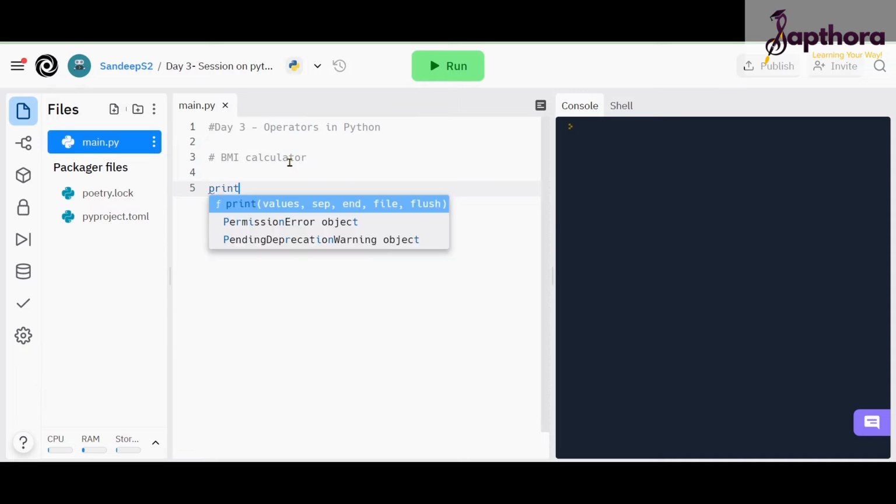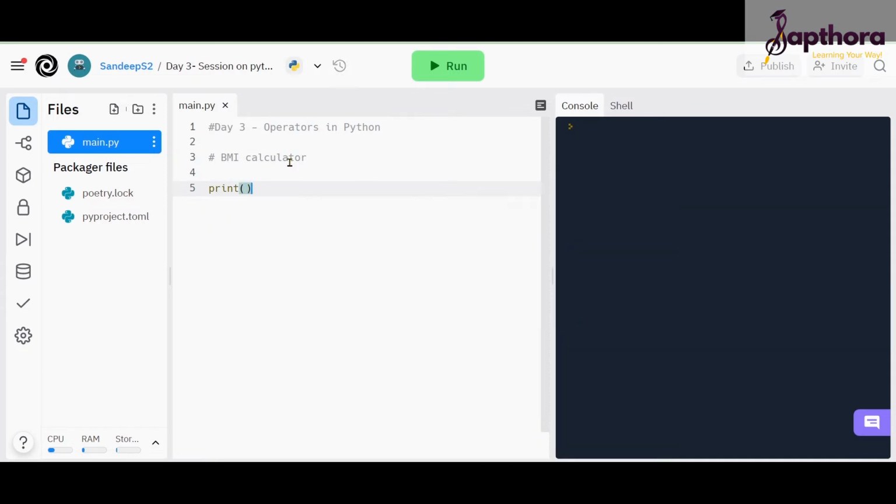It is like this: print welcome to Python BMI calculator. So what do you mean by BMI calculator? BMI calculator is nothing but body mass index calculator.